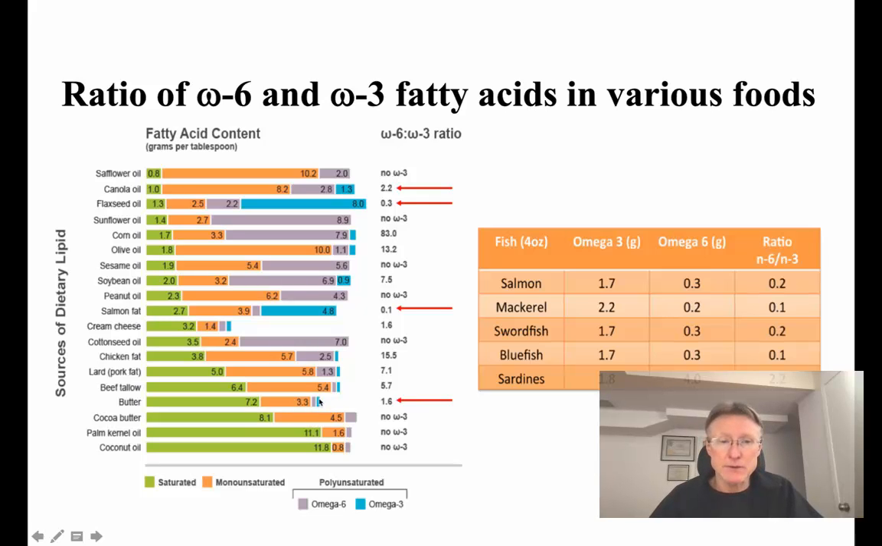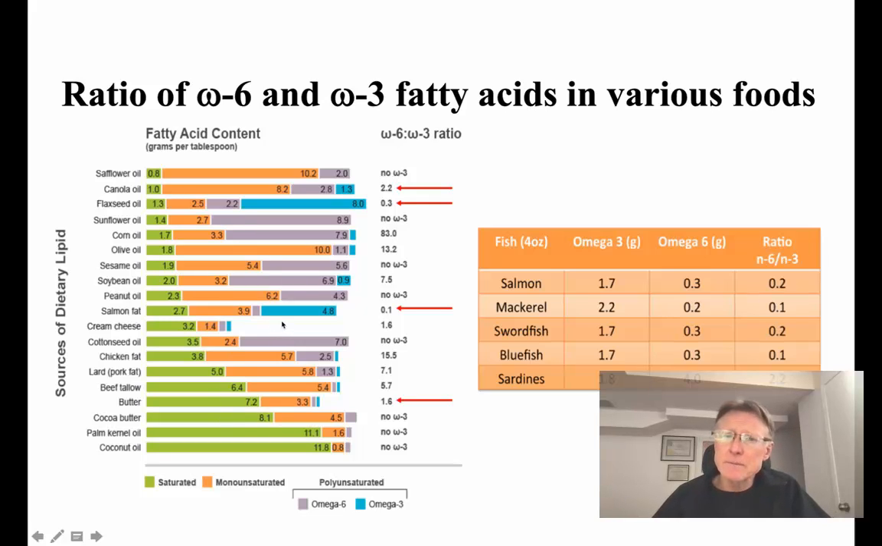because we are talking about the ratios and not necessarily just the absolute value. For instance, you may have a higher content of omega-3. If you look at corn oil, the blue portion here is higher than it is for butter, but the ratio is 83 because the absolute value for omega-6 is so much more that it throws off the ratio. So again, these four arrows just pinpoint the ratios that are lowest for the different oils that we list here.